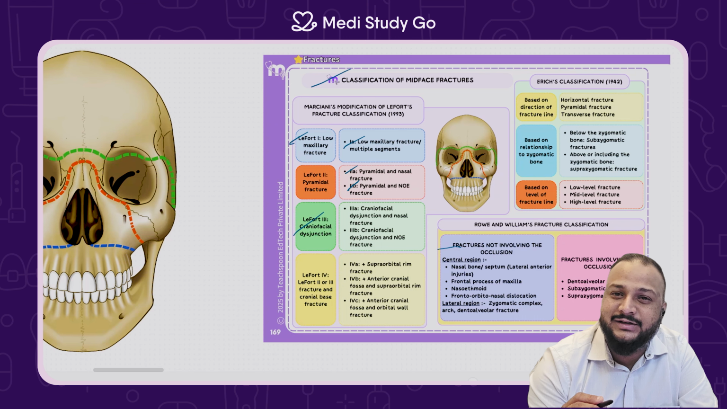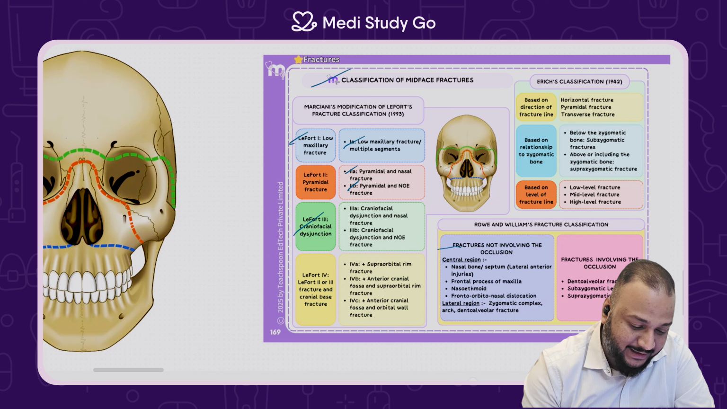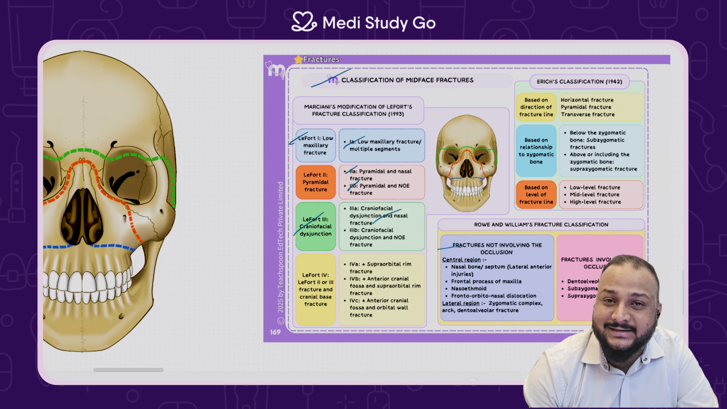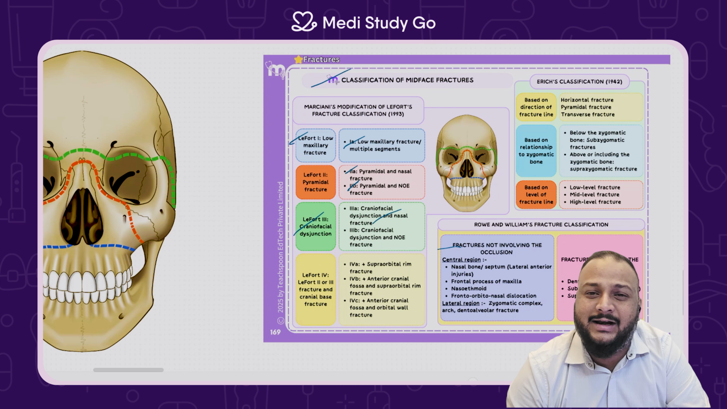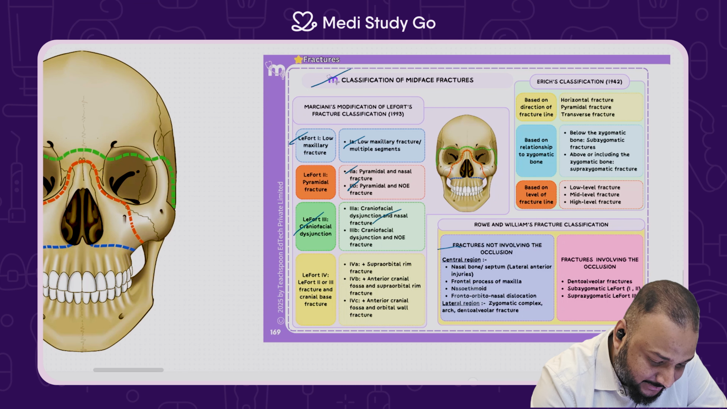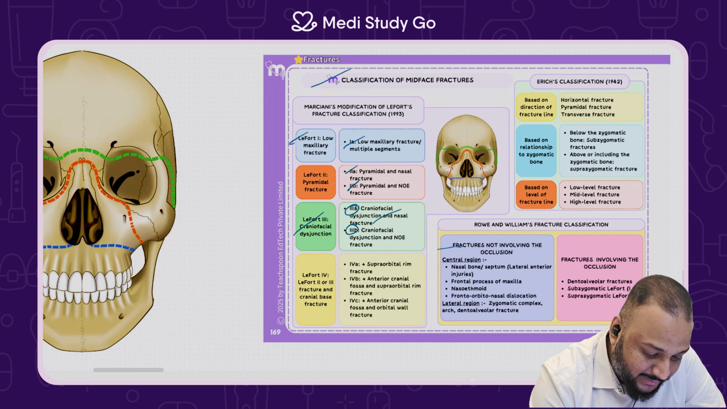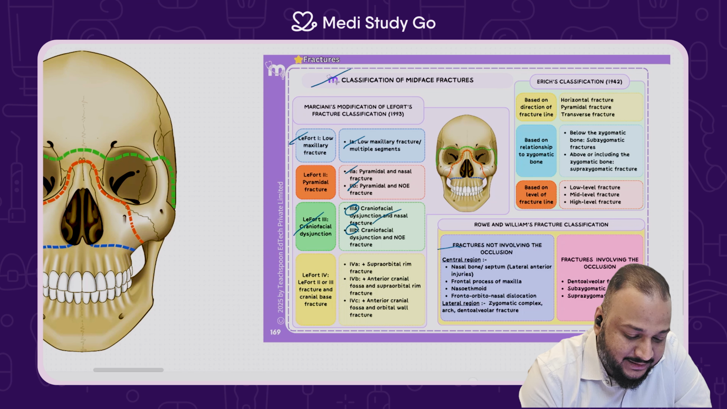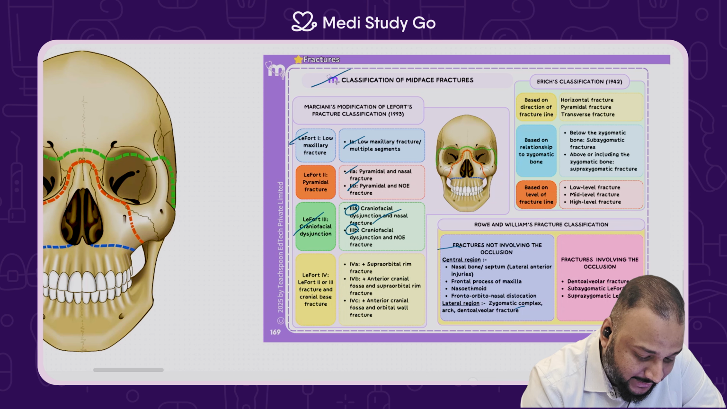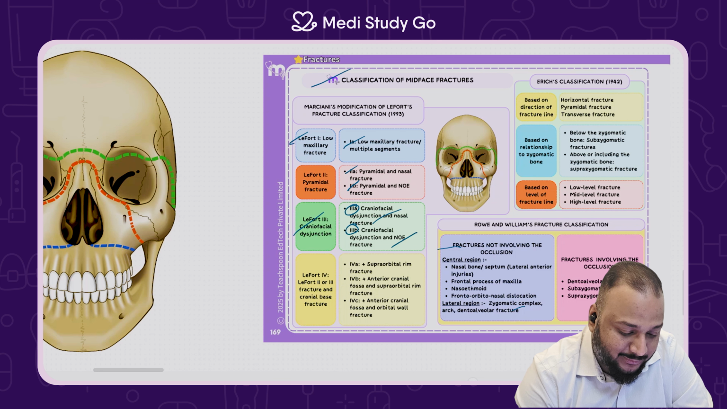If there is a craniofacial disjunction or a standard Lefort 3 fracture along with a concomitant nasal fracture, that is classified as a Lefort level 3A fracture, and Lefort level 3B is when you have a standard Lefort 3 fracture in concomitance with NOE, that is, the naso-orbito-ethmoidal fractures.